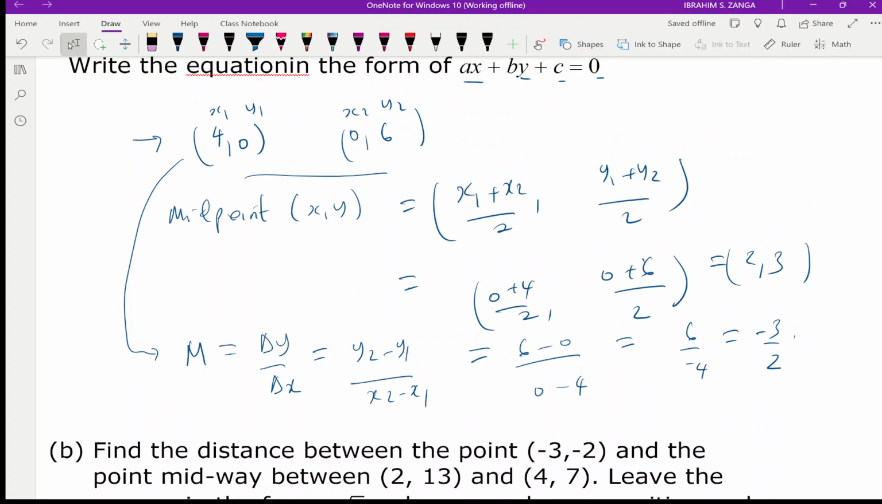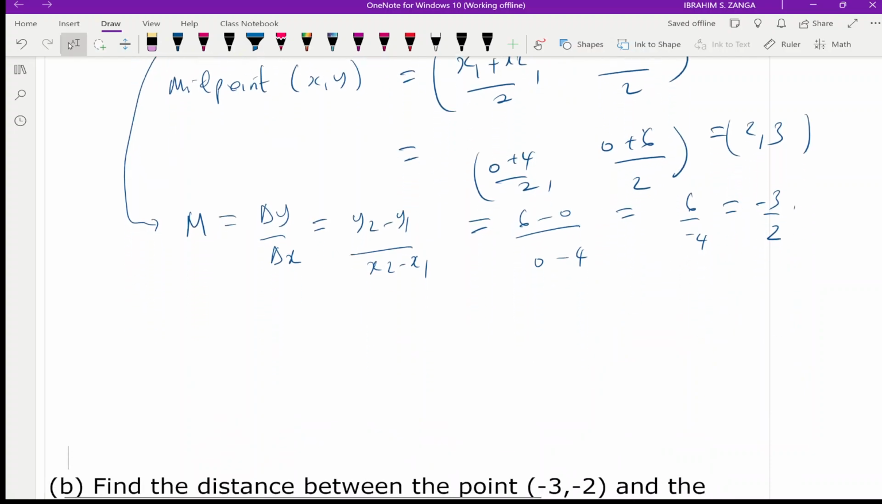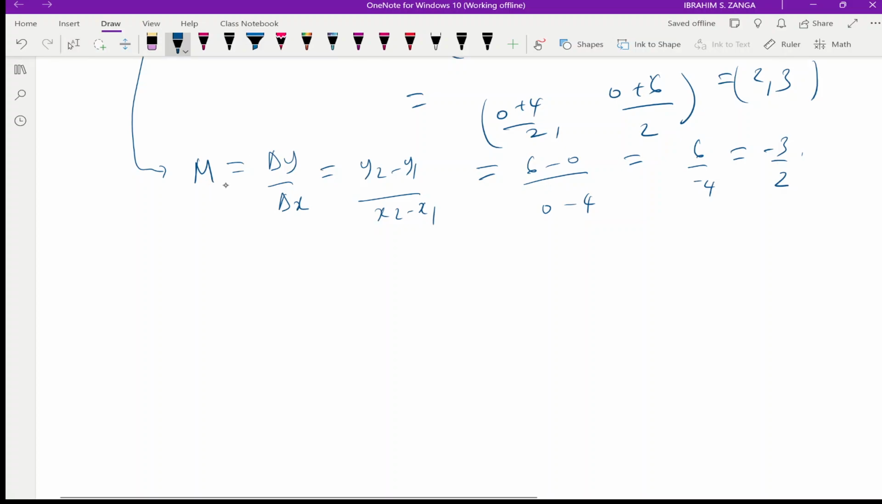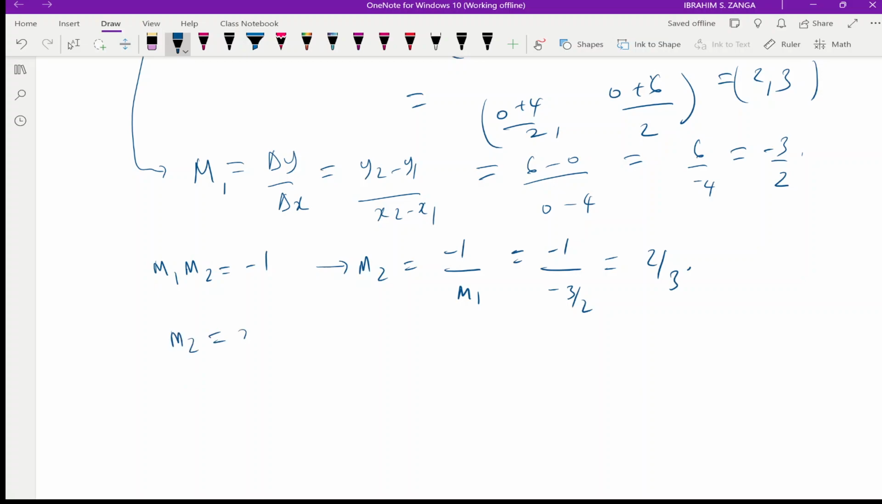But we know that for perpendicular lines, the product of the slopes, if I call this m1 and m2, is negative 1. So we are looking for m2, which will be negative 1 over m1, negative 1 over negative 3 over 2. Eventually we are getting 2 over 3. So m2, dear students, is 2 over 3. And the point we have, call it x0, y0, is 2, comma 3.